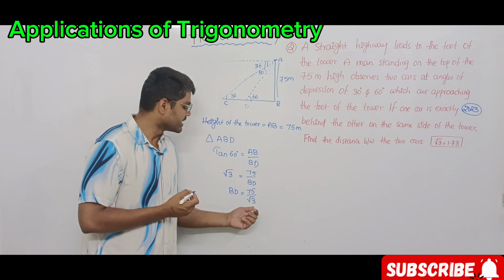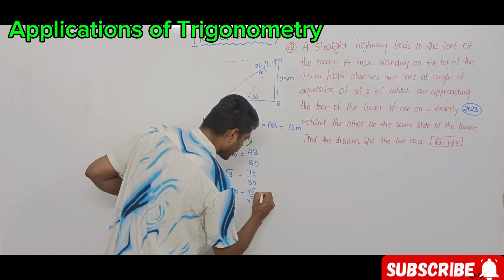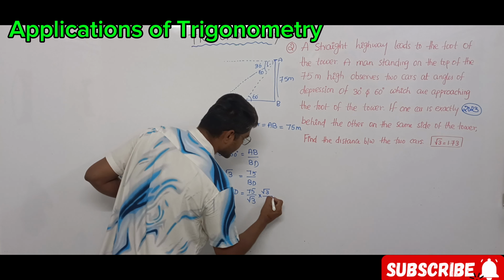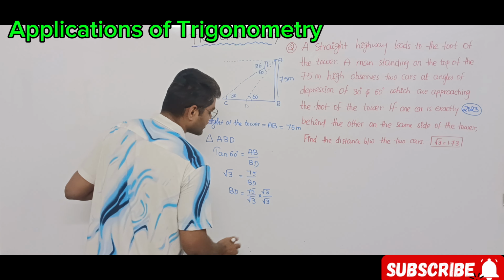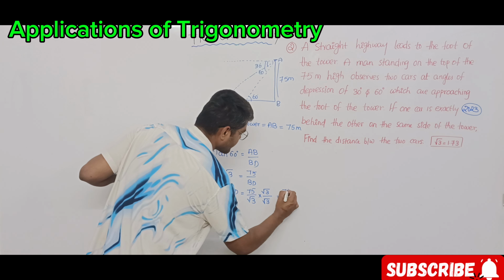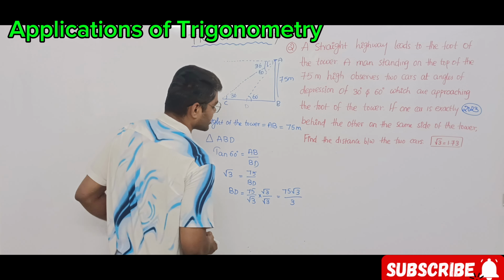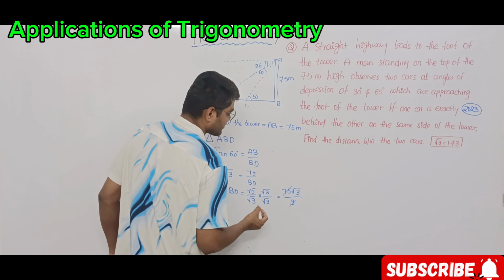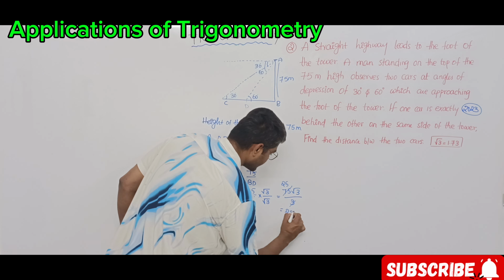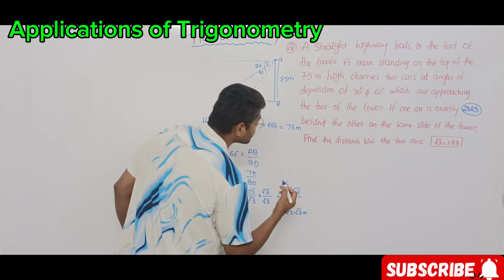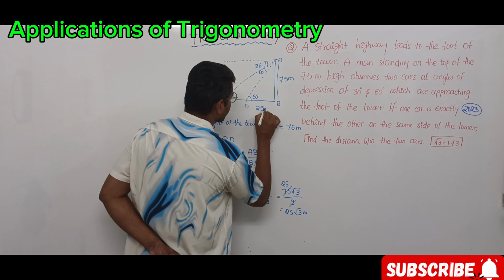Whenever you see an irrational number in the denominator, just rationalize it. That means, how do we rationalize? By multiplying by root 3 and dividing by root 3. So 75 into root 3 becomes 75 root 3. Root 3 into root 3 becomes 3, which is a rational number. Now cancel it. 3 ones are 3, 3 twenty-fives are 75. So this is 25 root 3 meters. We got BD, which is 25 root 3.